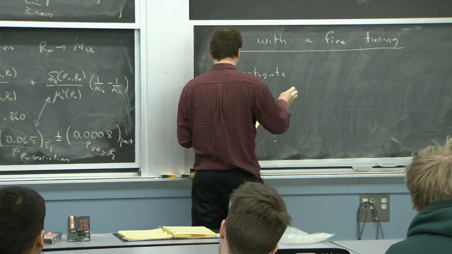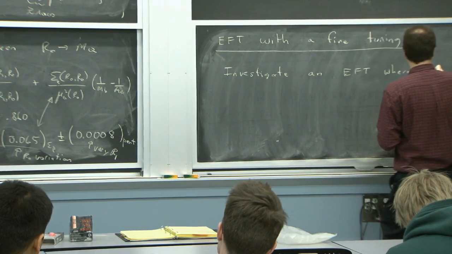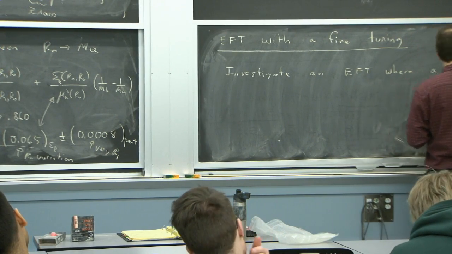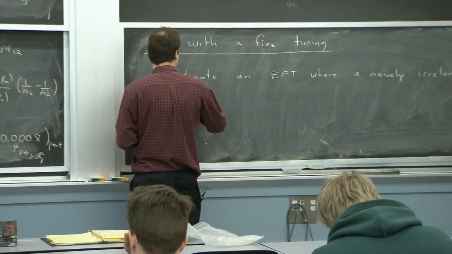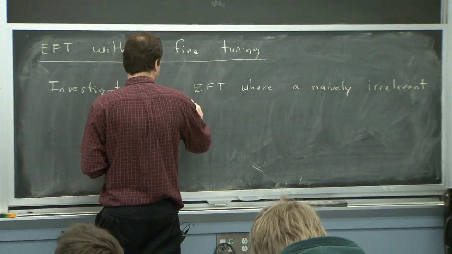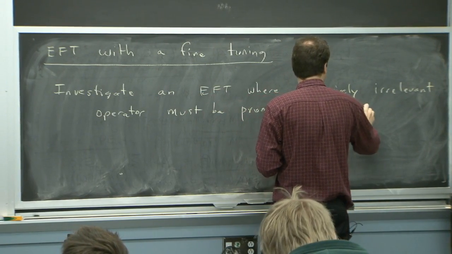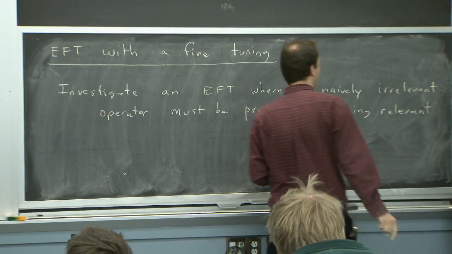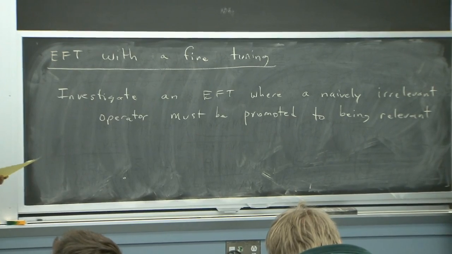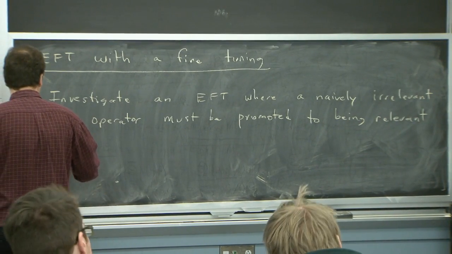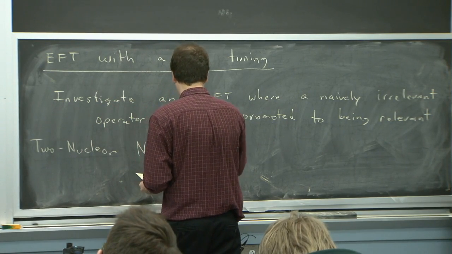It'll be a very simple example of an effective field theory. And we'll prove some things about quantum mechanics that would be very difficult if we weren't using effective field theory along the way. So we'll investigate an effective theory that has a naively irrelevant operator that must be promoted to being relevant. By dimensional analysis, it would be irrelevant. One way of thinking about it is that it just has such a large anomalous dimension that it actually ends up being totally relevant. And that is actually not a bad way of thinking about it. So the example we'll talk about is something called two-nucleon non-relativistic effective field theory.